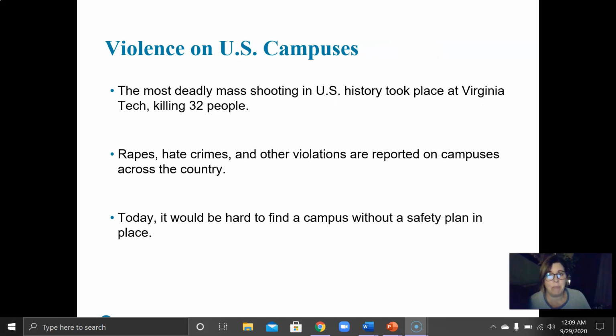The most deadly mass shooting in U.S. history took place at Virginia Tech, killing 32 people. Rape, hate crimes, and other violations are reported on campuses across the country at astronomical rates. Today, it would be hard to find a campus without a safety plan in place, ours included.